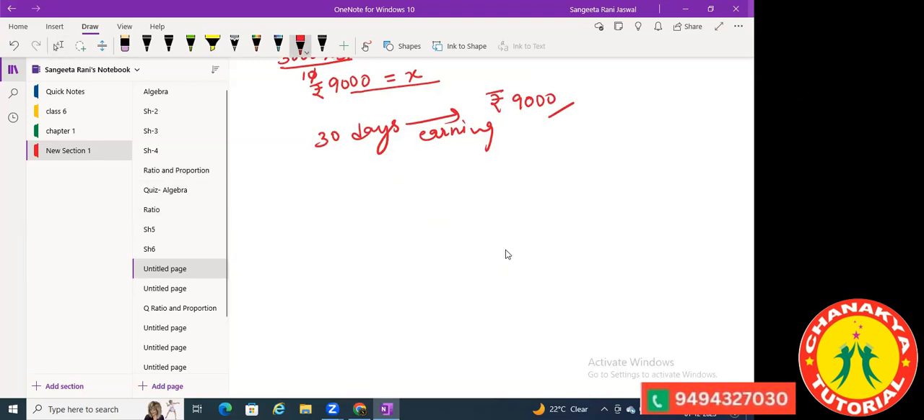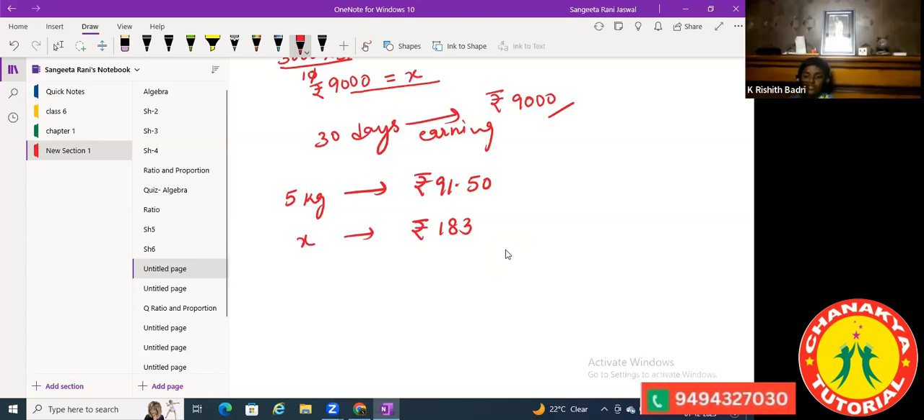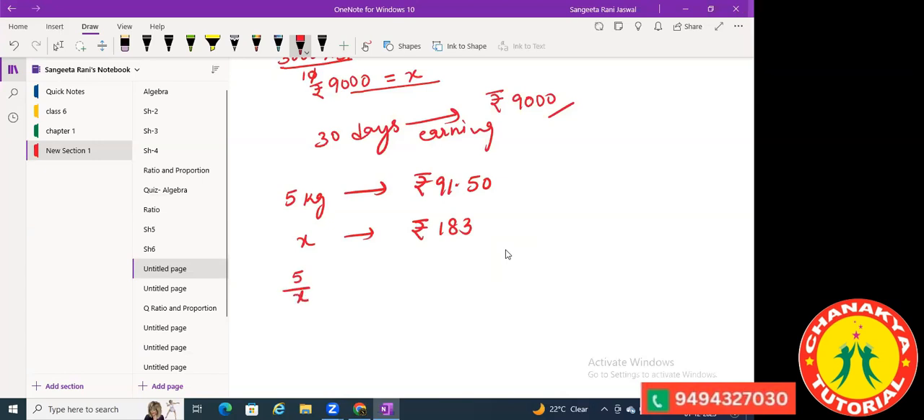Good. So tell me, what was the question? It was 5 kg was costing rupees 91.50. And you are asked to find how much wheat you will get in rupees 183. Was this asked? Yes, ma'am. So I'll take the quantity ratio on one side and the cost ratio on the other side. Okay.